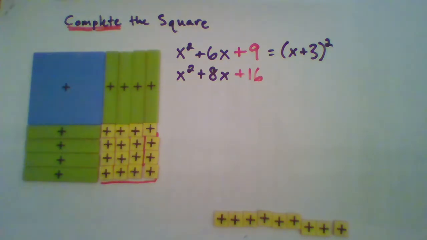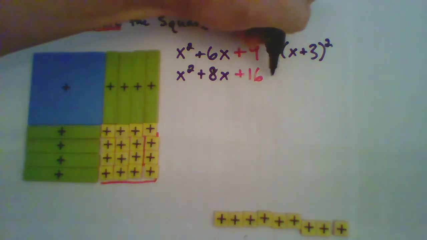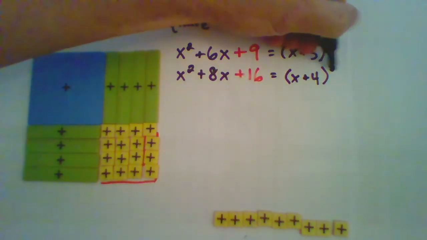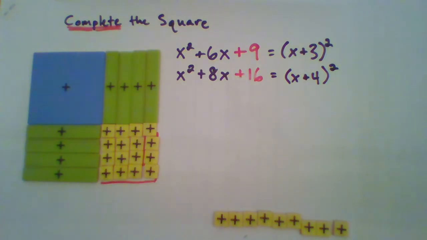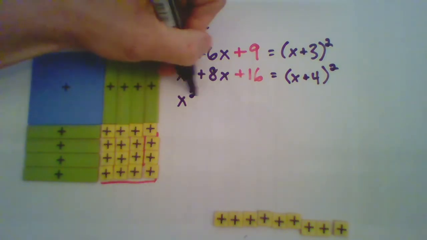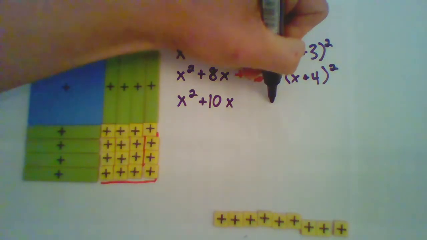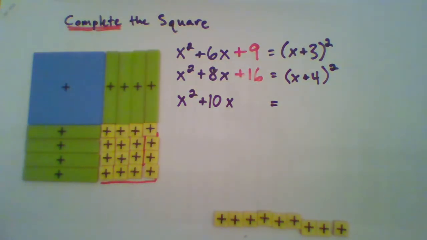And then again, the factored version of this, well, we have x plus 1, 2, 3, 4. So the area of that square is x plus 4 squared. Now, one more here. Let's imagine that we were going to do x squared plus 10x and repeat this same process without using the algebra tiles, or if you can visualize, think about what you might do here to complete the square.